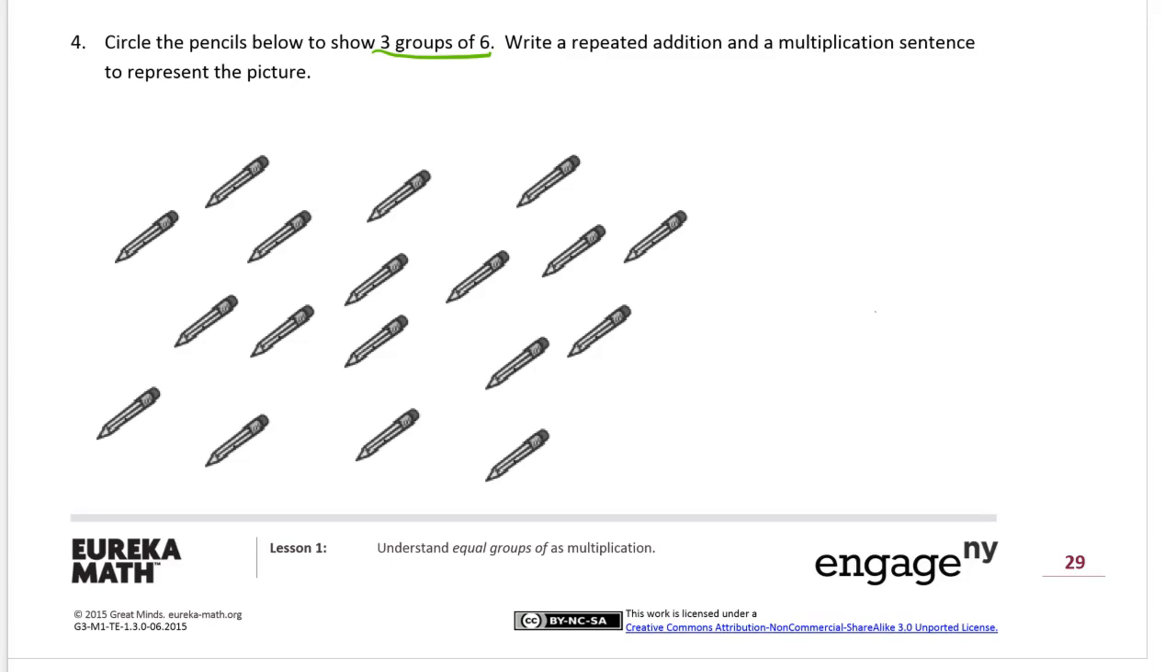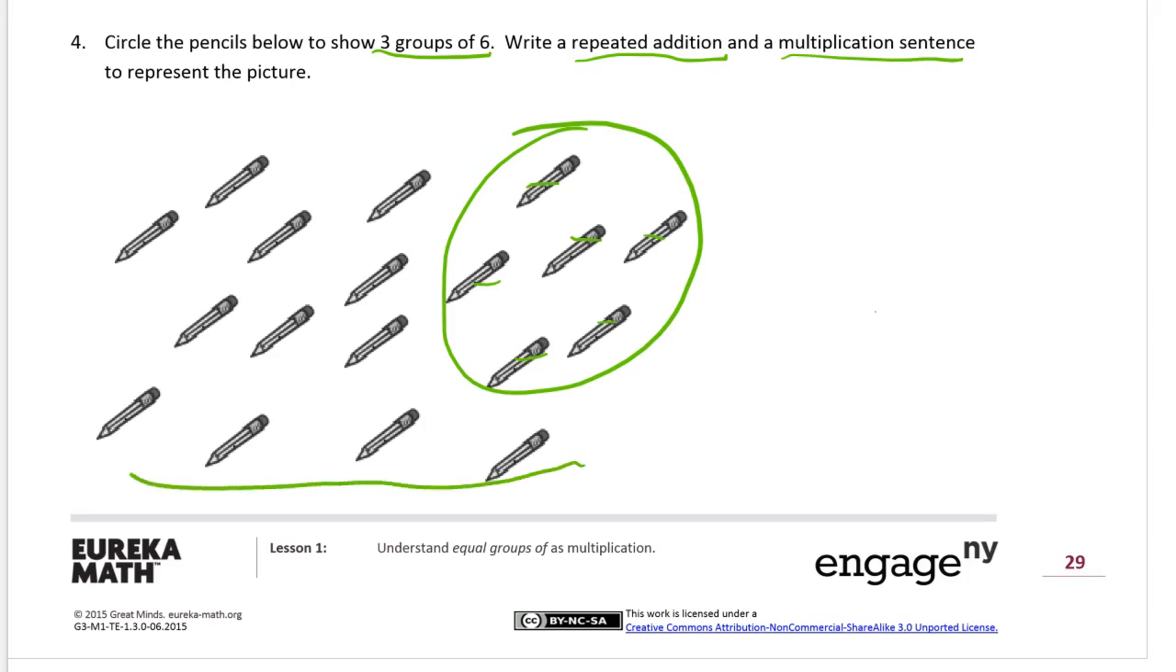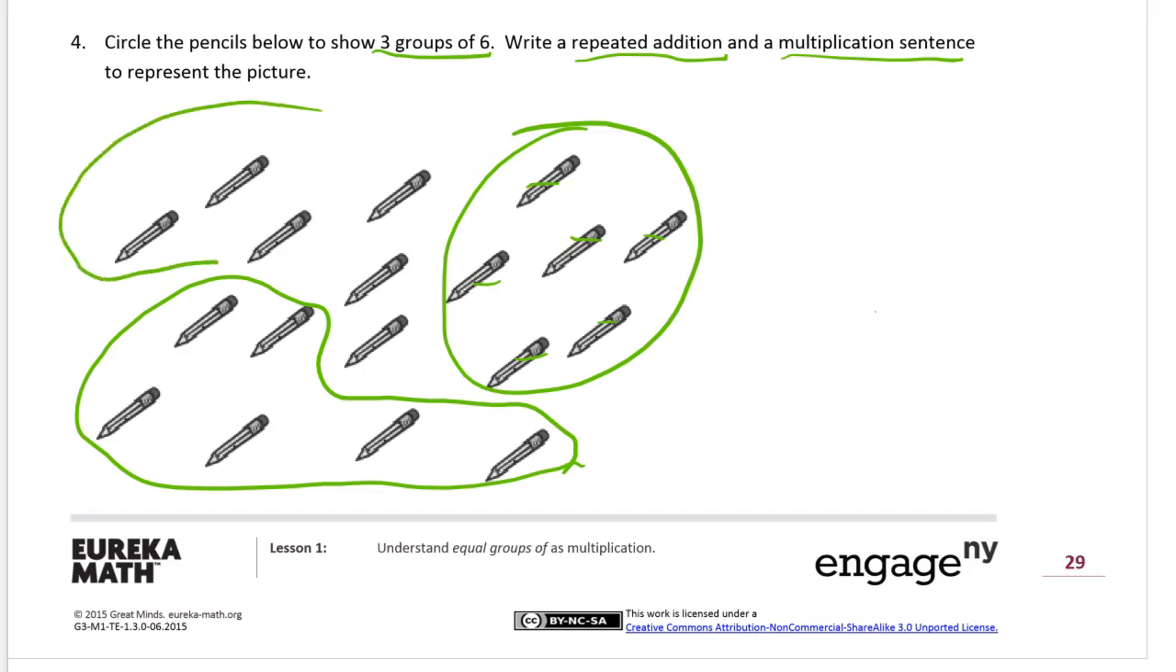Write a repeated addition and a multiplication sentence to represent the picture. So 3 groups of 6. I'm just going to circle, let's see, 1, 2, 3, 4, 5, 6. There's 6 there. And then I'm going to need these down here. That can be another 6. It doesn't matter exactly how you circle these, as long as there's 6 in each group you circle. There. So there's 3 groups of 6. Done.